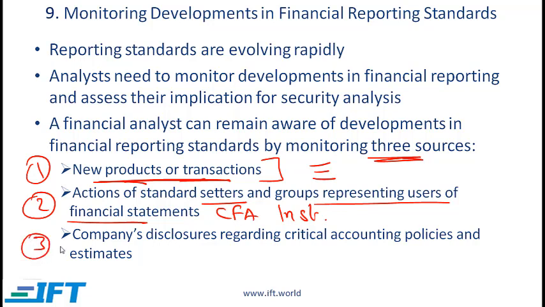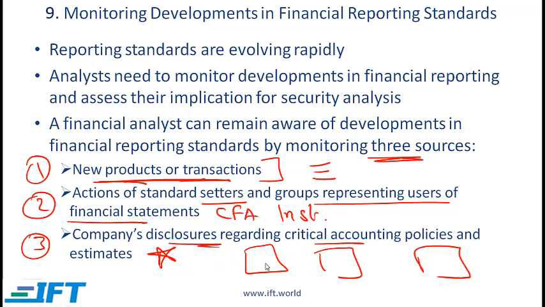And finally, you can look at company disclosures regarding critical accounting policies and estimates. This is critical because this is where you will learn exactly what policies a company is using. And when you are comparing multiple companies, you need to read this material carefully, because if different companies are using different accounting policies, then clearly the numbers that are being reported cannot simply be compared without your making adjustments.